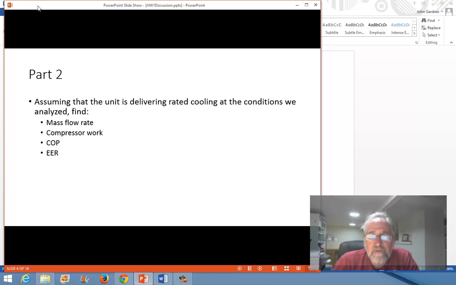When you're done with that, then use those values to find what the system was doing. So the other piece of information we had was the cooling capacity, 10,150 BTUs per hour. From there, you could find the mass flow rate. Then you could find the compressor work. You could find the COP and the EER, the energy efficiency ratio.